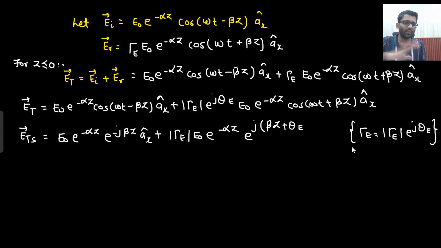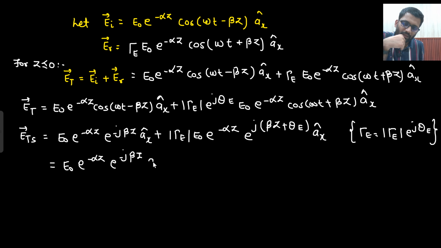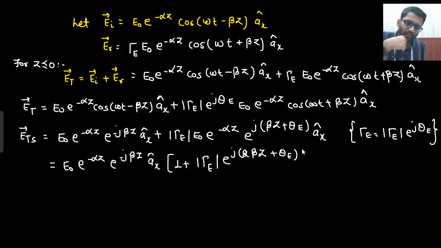Look, this derivation you do not need to remember. In the examination you are not going to do this derivation. We will solve the problem, but just for the theory purpose we are writing it down, and you are able to understand every single thing. You can write down all these steps on your own if you have studied the previous part of this video, right? So e to the power j(beta z plus theta E) ex cap. Now what will come common? E naught e to the power minus alpha z e to the power minus j beta z ex cap. The complete part I will take common, and what I will be left with? 1 plus gamma E e to the power j(2 beta z plus theta E), and that's it.